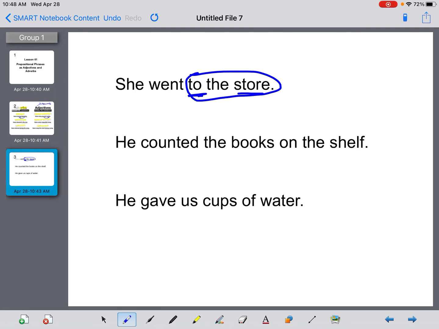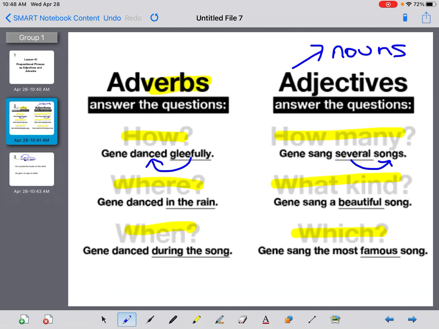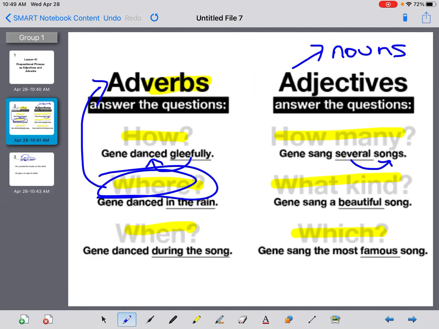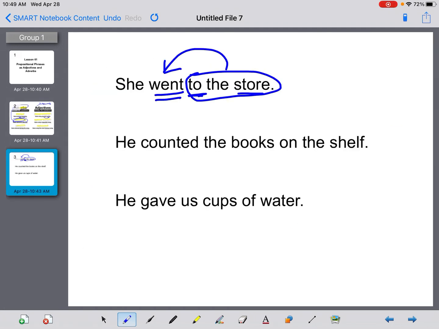All right. Now, to the store is actually giving us some added information about where she went. Okay. And because to the store answers the question where, it is being used as an adverb. Okay, so hopefully you can see that. To the store is giving us more information about where she went, and it's also describing a verb. Went is a verb, which means it's being used as an adverb. Okay, so the whole phrase is being used as an adverb.